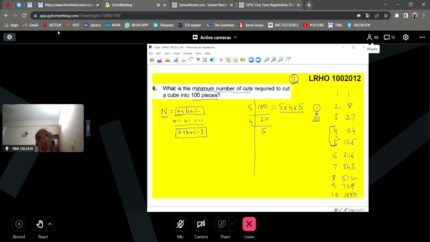If it is 4 each, then it is 64. If it is 5 each, then it is 125. But my number is 100. I have to stick to this. Fine. So, how many cuts are required?